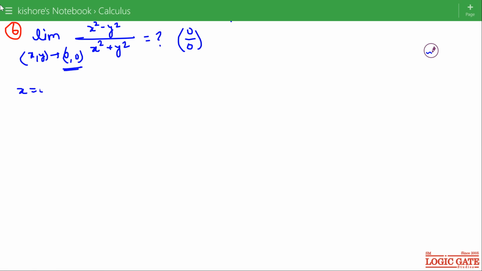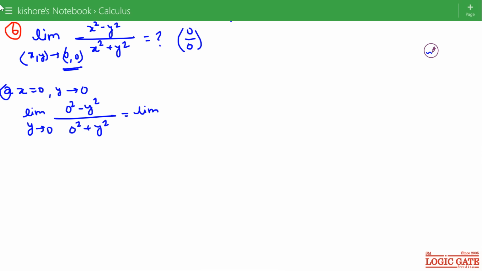Now keeping x constant, x is 0 and y is tending towards 0. So limit y tending towards 0 and x is 0. So y square minus y square by y square, this will be minus 1. If y is tending towards 0, the limit is minus 1.